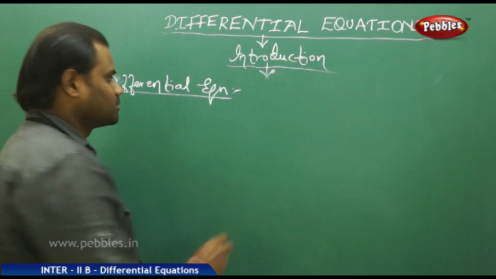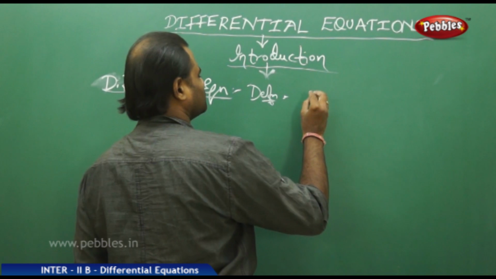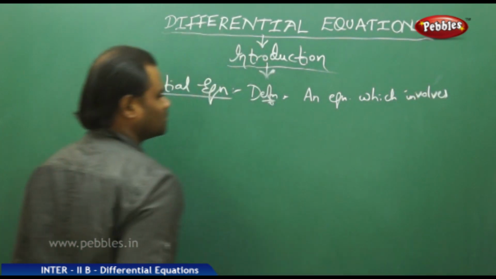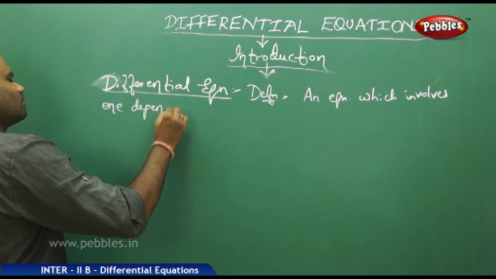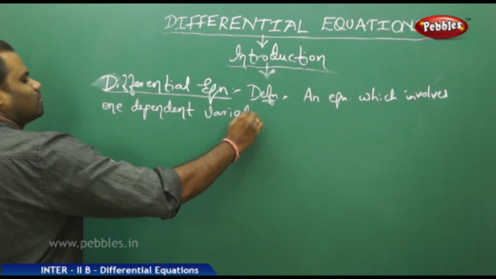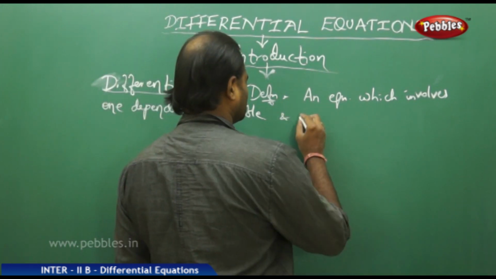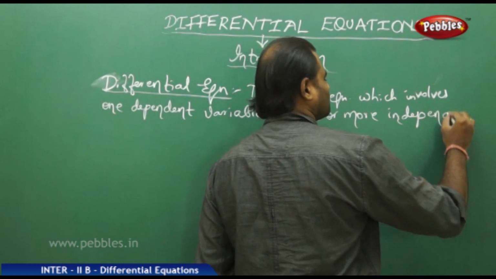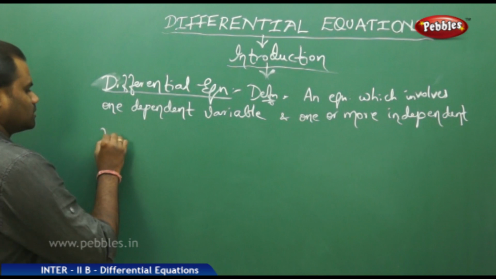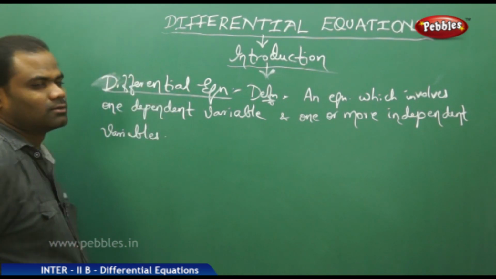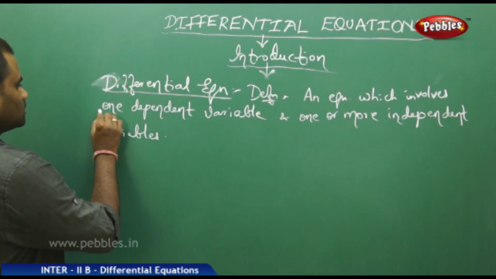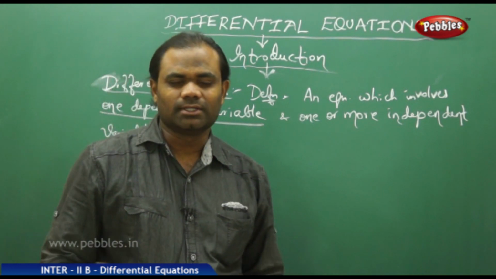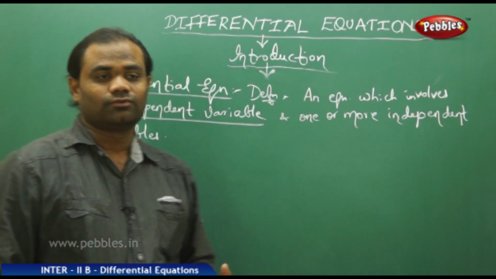Differential equation is defined as an equation which involves one dependent variable and one or more independent variables is called a differential equation. That is, a differential equation should have one dependent variable, or it can have one or more independent variables. So let's see with an example what is a dependent variable and an independent variable which combine to form a differential equation.